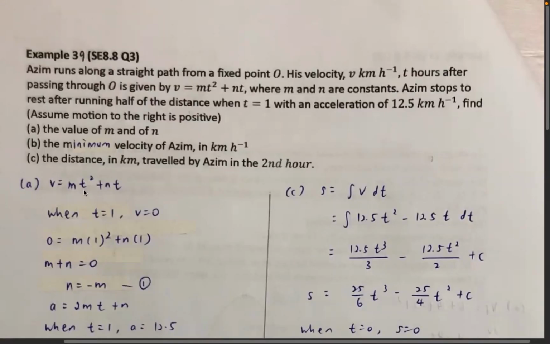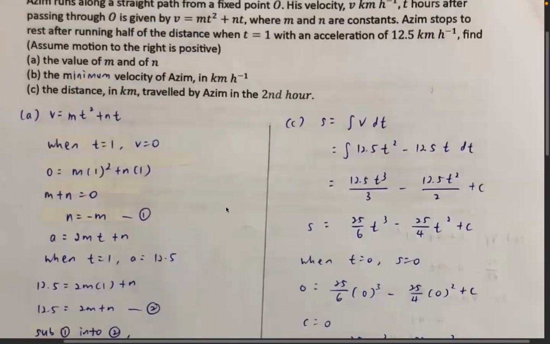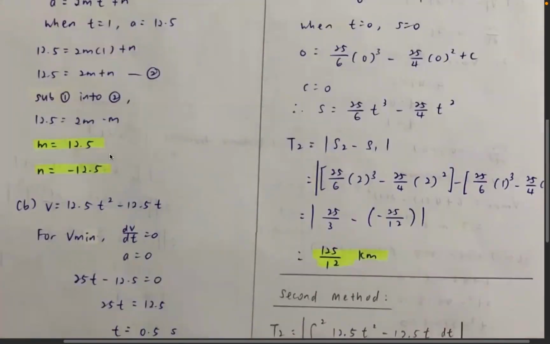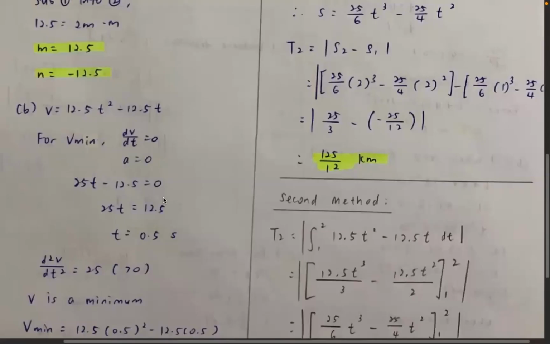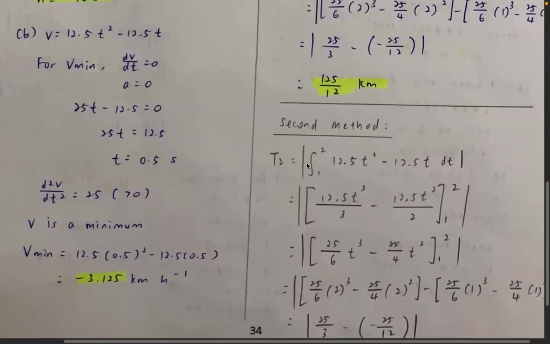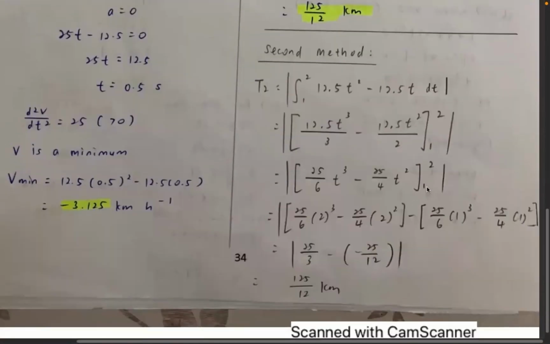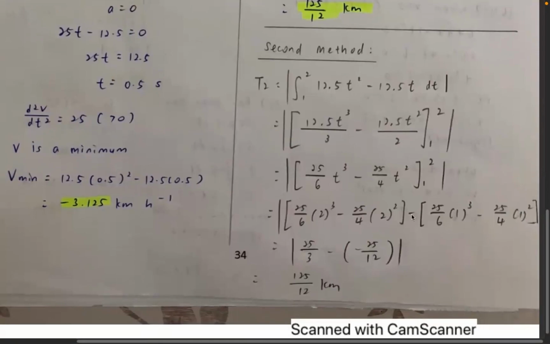For the second method, after we identify that distance traveled in the second hour means distance traveled from the first hour to the second hour, we can do the working like this. The distance equals the integral from 1 to 2 of v dt. Because the displacement function is not given, to find the distance you have to integrate v dt. So this is the velocity function. We do integration and then substitute 2 into the function minus substitute 1 into the function. Then we have the answer 125/12 km.